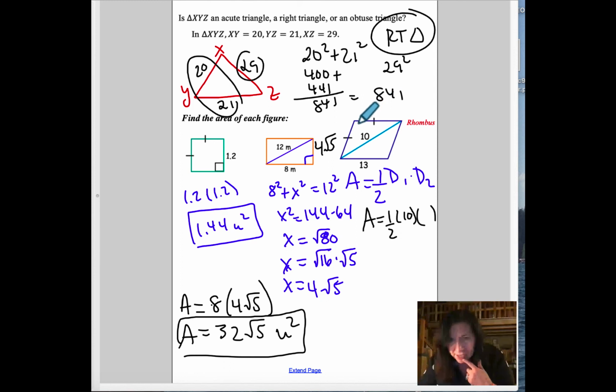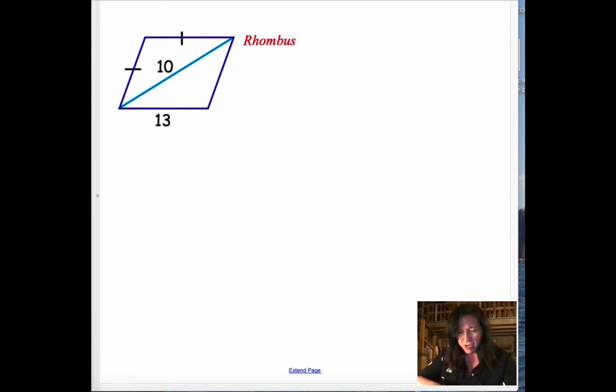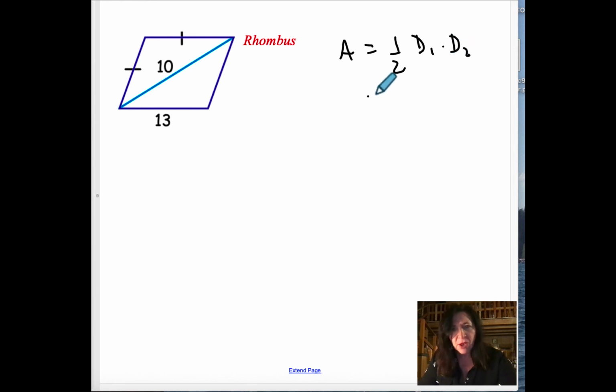So what I'm going to need to do, I need more space. So what I'm going to do is add another page here because I want more space. And, okay, there we go. And so what I just said was that the area of a rhombus is equal to 1/2 diagonal 1 times diagonal 2. So we have one diagonal, which is 10. All we need is to find the second diagonal.